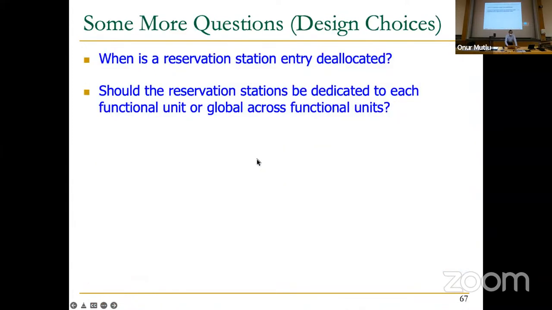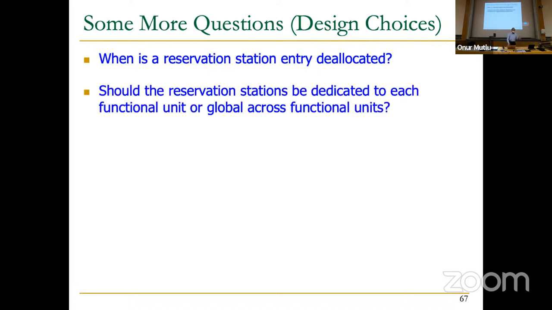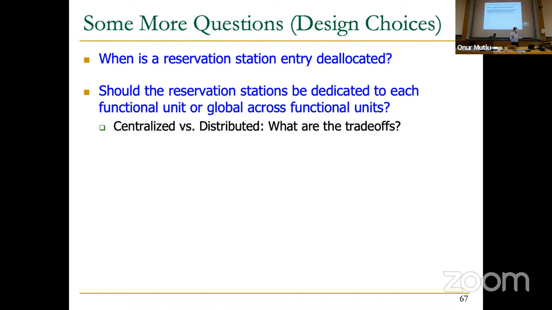Okay, so some more questions, which I'm not going to go into a lot, but there are actually a lot of really interesting design choices over here. When is a reservation station entry deallocated? You can think about it. Should the reservation stations be dedicated to each functional unit, or should they be global across functional units? These are actually centralized versus distributed. This is a very common trade-off in systems. Do you make a buffer centralized? Do you make a buffer distributed? And there are very fundamental trade-offs.